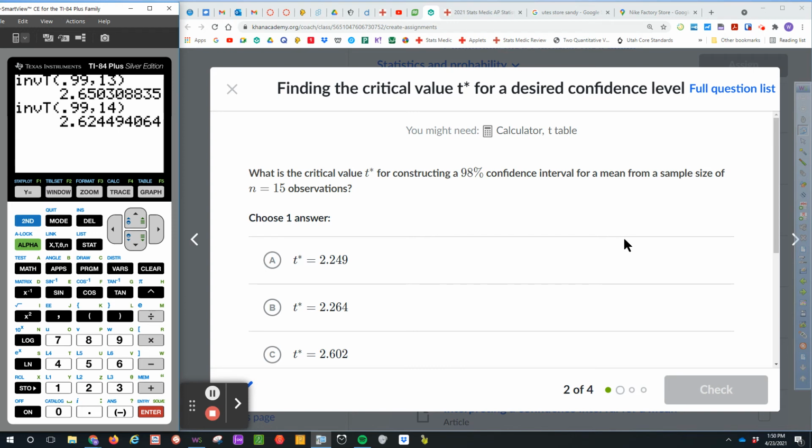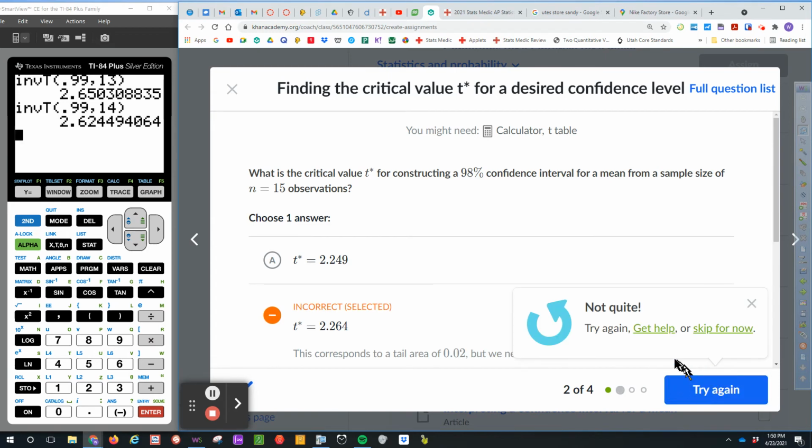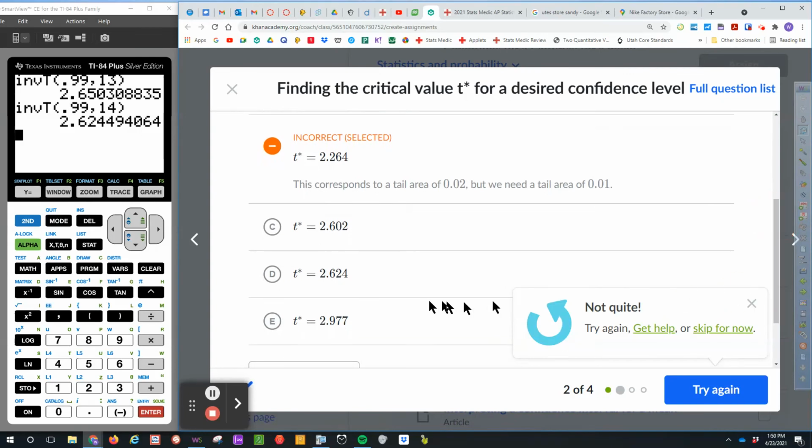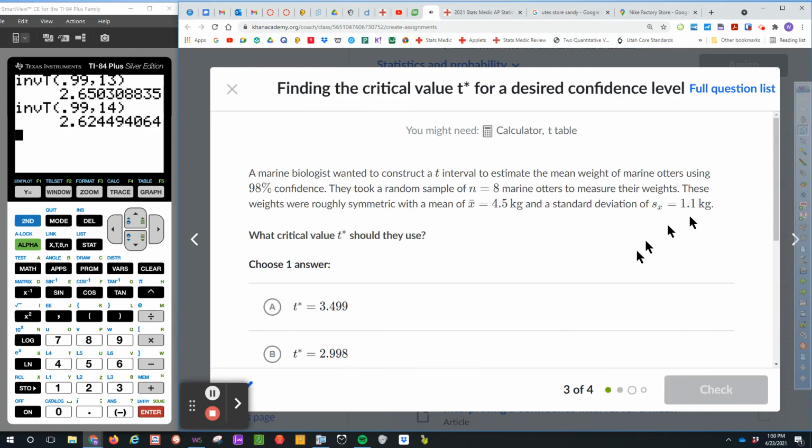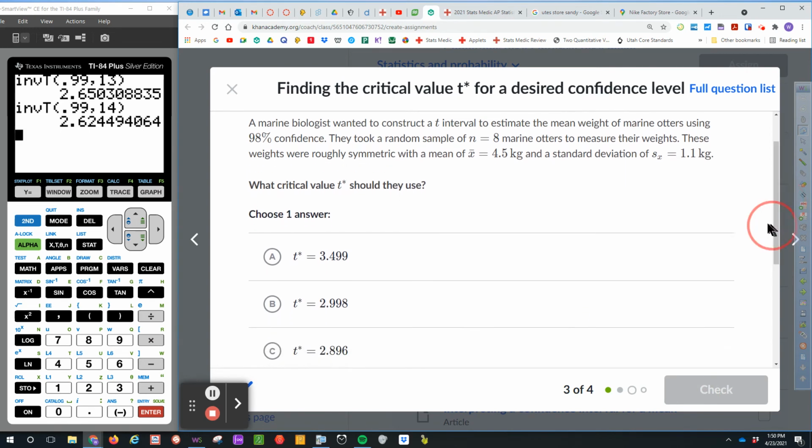So it's 2.624. I'm dyslexic. It is 2.62, and I put 2. I looked it wrong. The answer is 2.624 right here. My bad, I'm sorry.